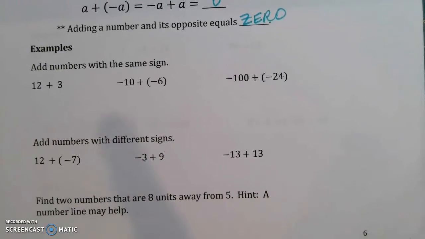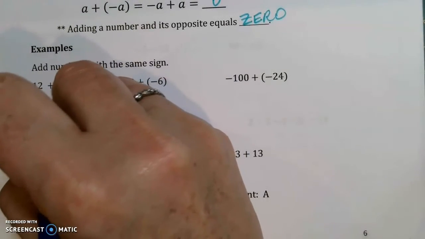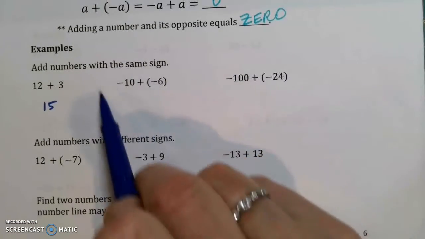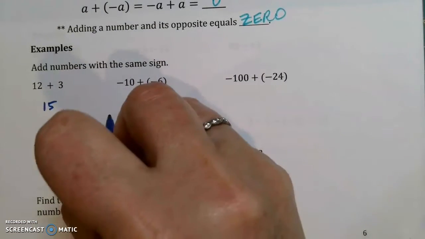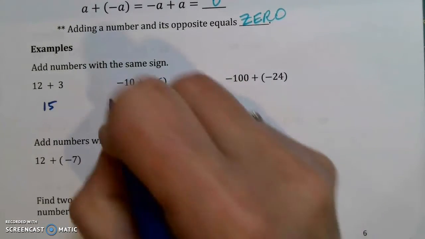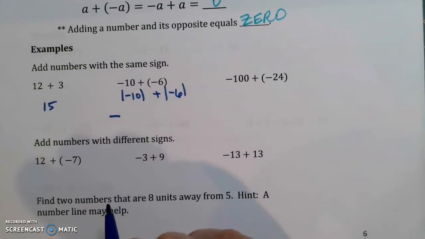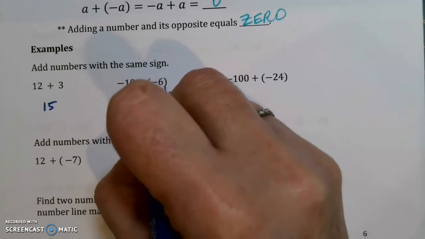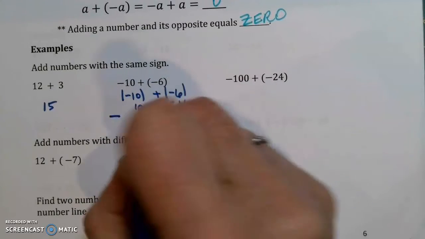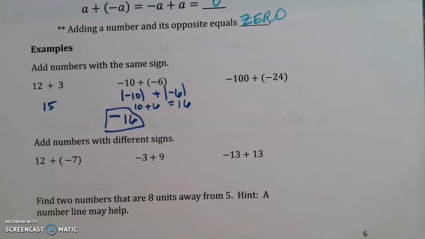All right. Okay, adding numbers with the same sign. When they're both positive, hopefully you are remembering this from previous times. We're just going to add them together, right? And it'll just be 15. If they're both negative, my answer is going to be negative, and now I just have to take those two absolute values and add them together. So I'm thinking, okay, what's the absolute value of negative 10? What's the absolute value of negative 6? So that's going to be 10 plus 6, or 16. So a negative 16 is going to be my answer.